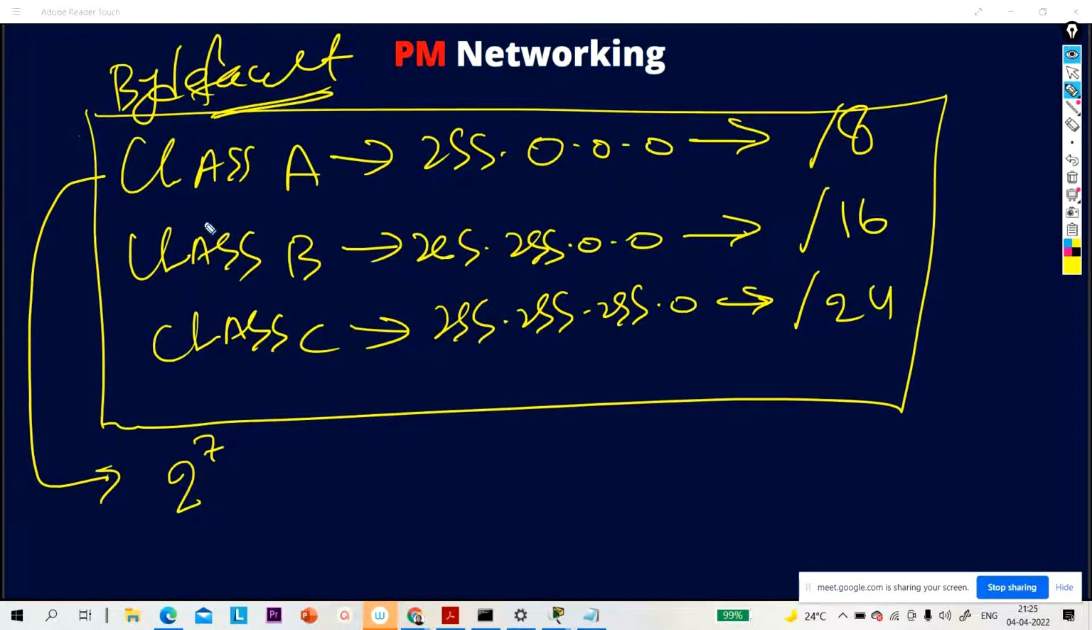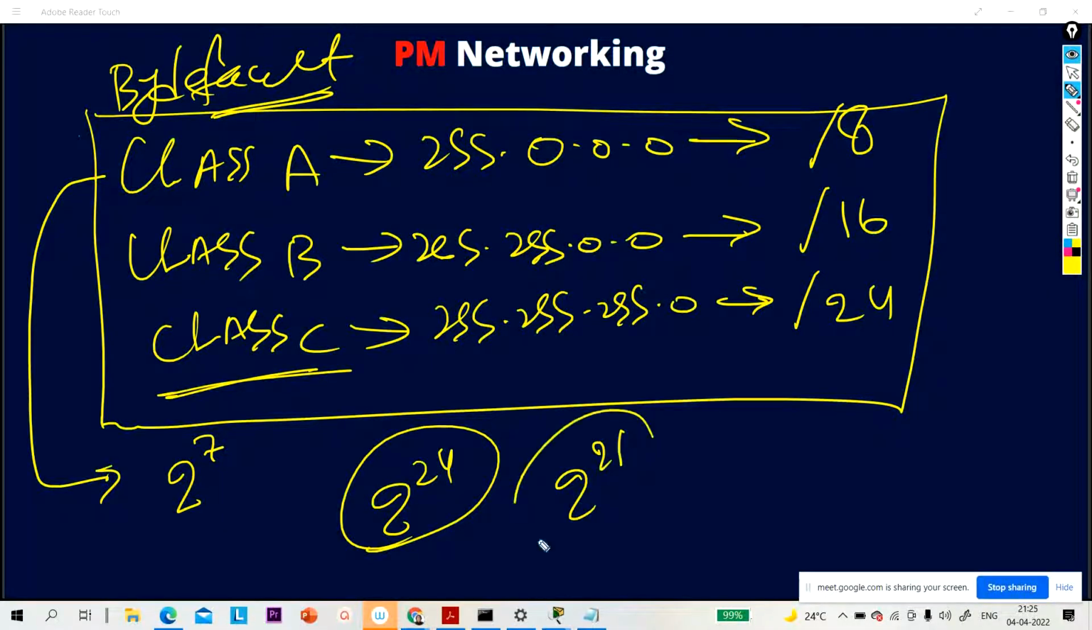How many networks we can create from class C? Many people are saying that 2 to the power 24, but the right answer is 2 to the power 21, right? Because how many network bits are there? 24. But out of that 24, the first 3 bits are reserved, right? You can't change that. So how many networks you can create? 2 to the power 21 only.